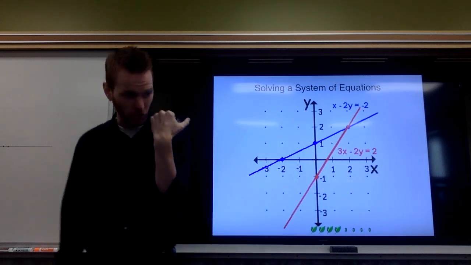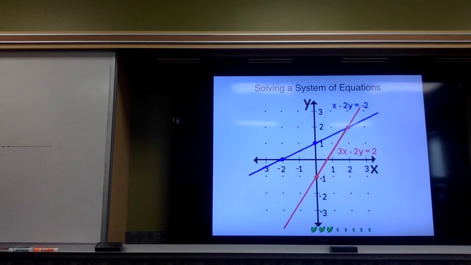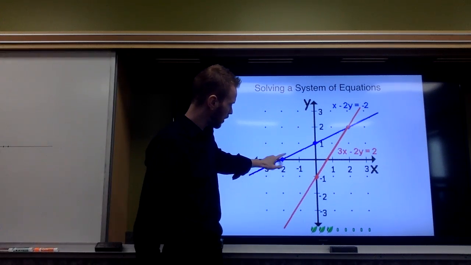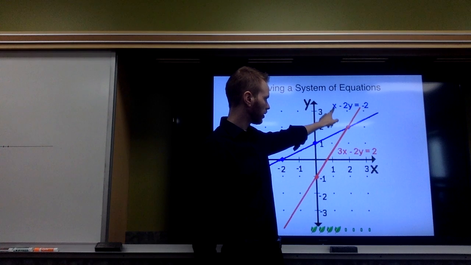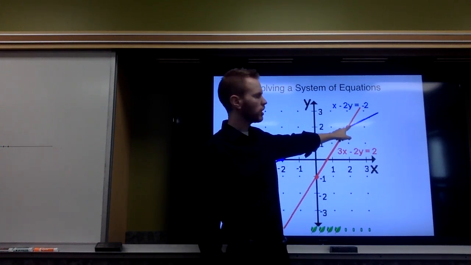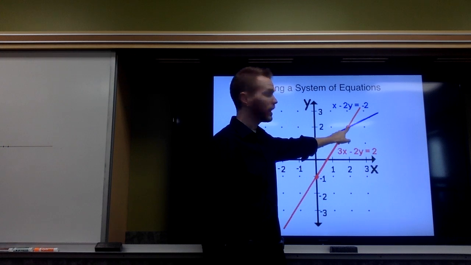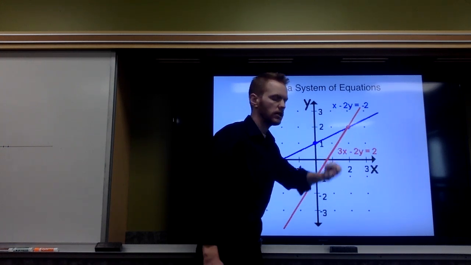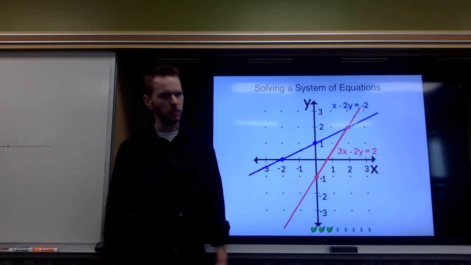And the answer is right there. It's up on the picture, up on the board, the TV. If I were to graph both of these lines, here and here, I look to see where they intersect. That point of intersection is the answer, the xy point, that will satisfy this equation and this equation. So that's what we're going to be looking at today.